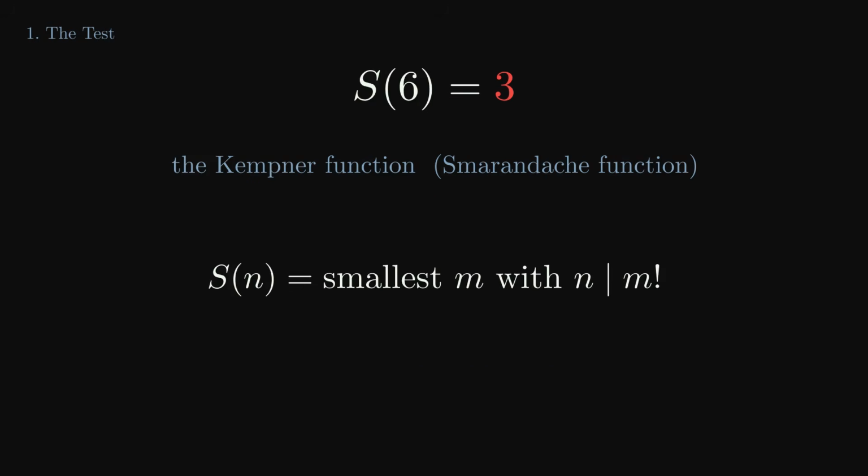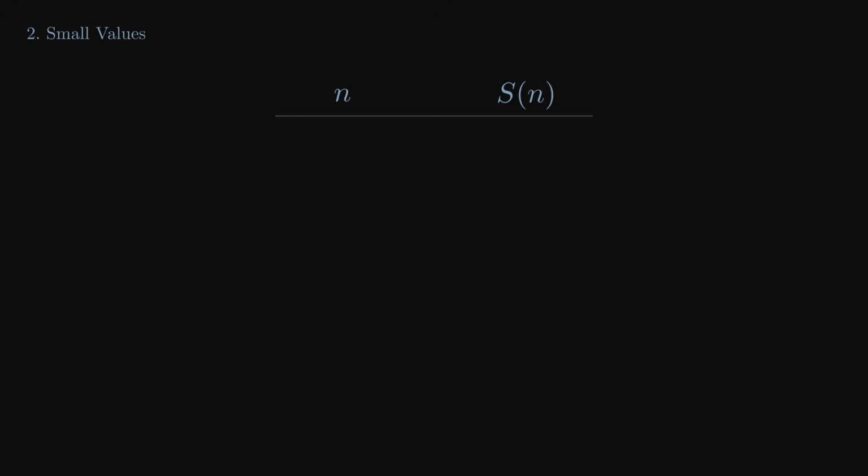So the rule is simple to state. Take a number, march up the factorials, and stop at the first one your number divides. The position where you stop is the whole story. For the rest of this video, we chase what that position does. Let us run the test on the first several numbers, and just watch the answers.